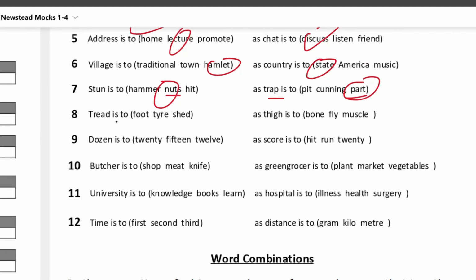When I read out these words, tread is to foot, tire, shed. Thigh and tread aren't really that related, but what is related is that tread rhymes with shed, and then thigh rhymes with fly, and that seems to be the only connection between them.